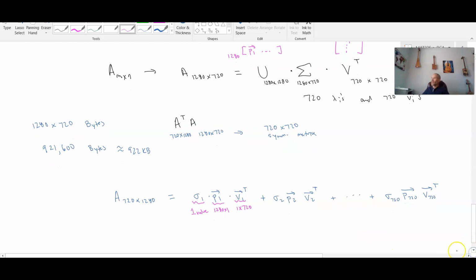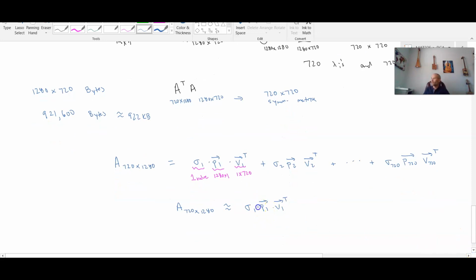Now if I were just to send the approximation of the image given by the first principal component, I'd say A, 720 by 1280, is approximately equal to sigma 1 P1 times V1 transpose. Just keeping the first principal component may be far inadequate to produce a quality image, but here's the key. If I want to send somebody this approximation, I'm not going to send them the entire matrix, because this would also be a 720 by 1280 matrix.